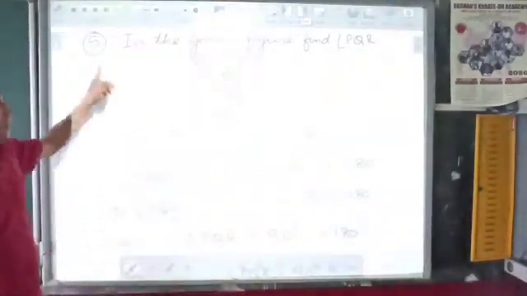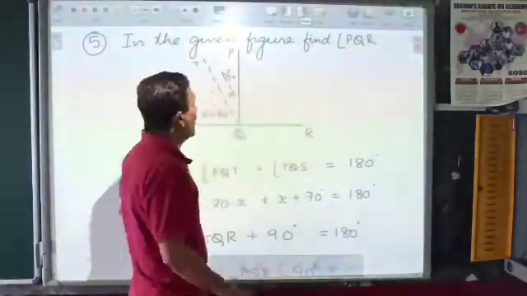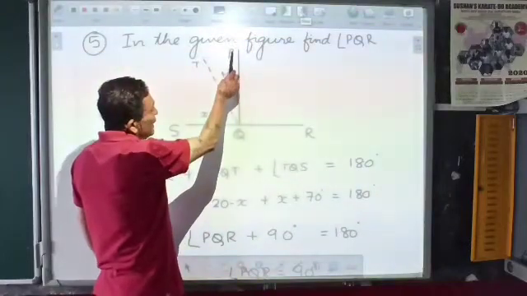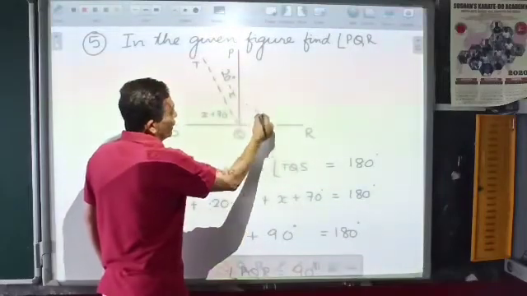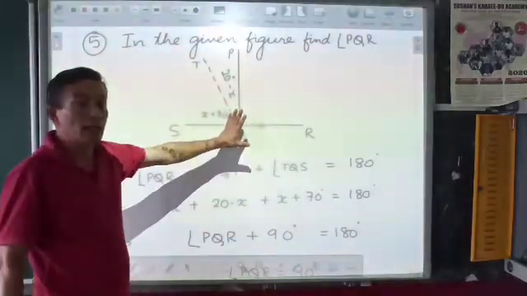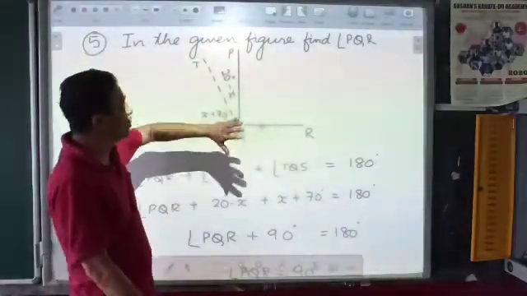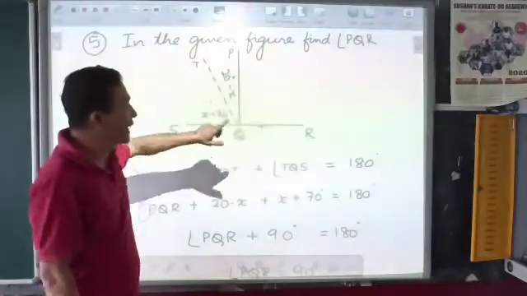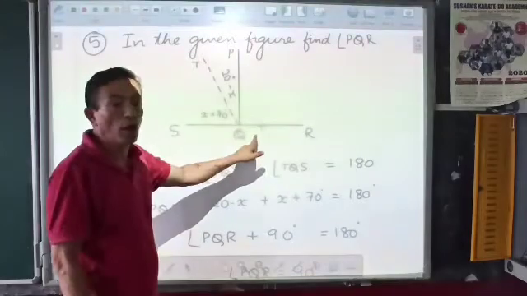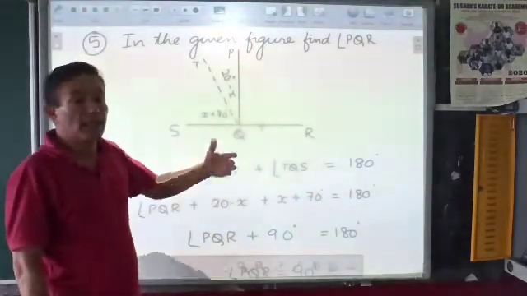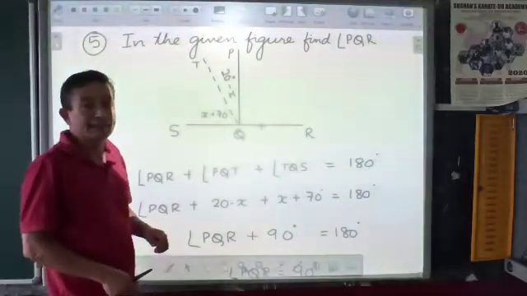Another sum here, question number 5. In the given figure, find angle PQR. Now if I look at it carefully, PQR. So I am talking about this angle over here. It looks like a right angle, but I cannot take it for granted that it's a right angle, because nowhere in the question does it tell me that that is 90 degrees. Neither does it show me with a small box. So we cannot just take it for granted. We have to prove that that angle is 90 degrees.